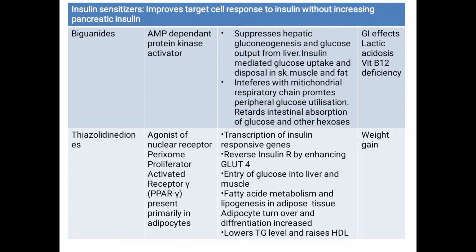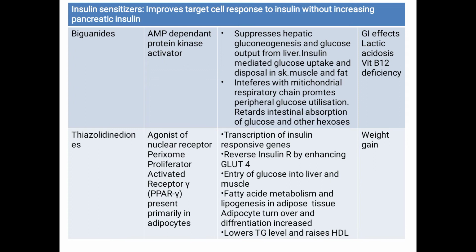So what they're going to do, they're going to enhance the glucoreceptors, the transporters GLUT4. So when the transporters are increased, the insulin resistance will be reversed. So that is the second point. And the third point is it is going to cause the entry of glucose into the liver and the muscle.